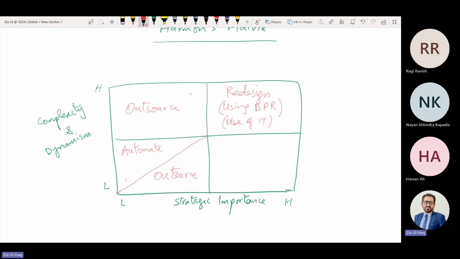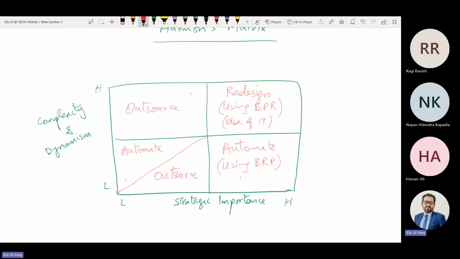The processes where strategic importance is high, primary activities, but complexity and dynamism is low, what we need to do is must automate. How? Using ERP, enterprise resource planning, to plan the resources and manage them. Because these are our main activities, we need to manage them. There is no survivor if you don't manage them. So there are fewer issues, lower complexity and dynamism, so we must automate using ERP.